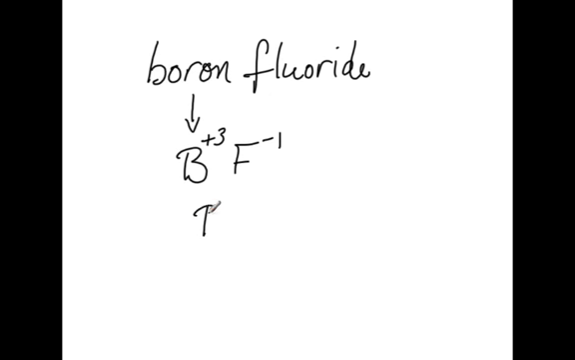Again, I do my crossover. I bring my 1 down on my boron, and I bring my 3 down to go with my fluorine, and I have BF3. So I can go from the name to the compound, or I can go from the compound to the name. In our next video, we'll look at what happens when a metal could have multiple charges.